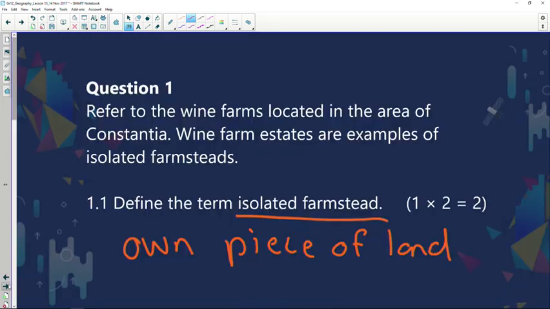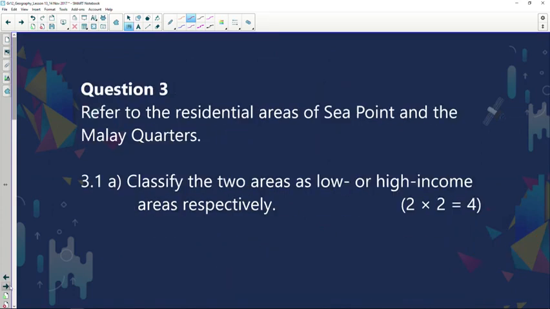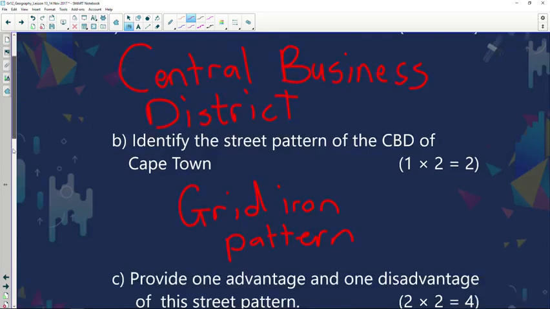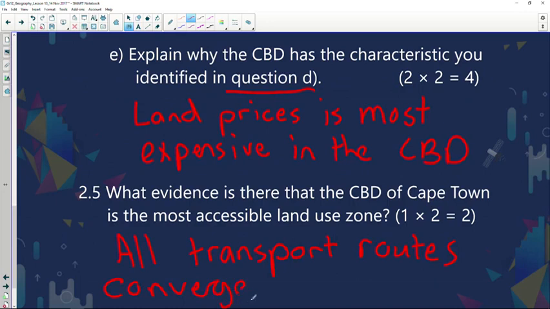So the correct answer for that question will be, if we quickly look at the question again, the question said, what evidence is there that the CBD of Cape Town is the most accessible land use? All the transport routes converge. Converge meaning getting together at the CBD.